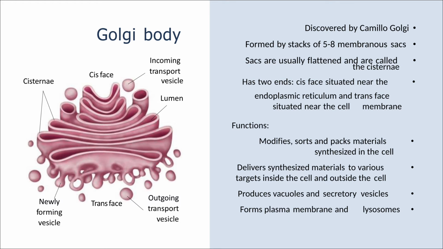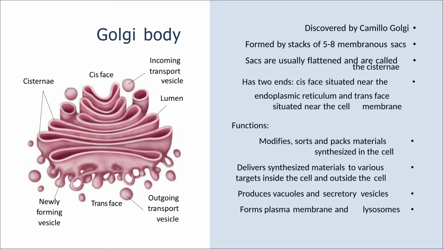It was discovered by Camillo Golgi. It is formed by stacks of 5 to 8 membranous sacs. Sacs are usually flattened and are called the cisternae. It has two ends: the cis face situated near the endoplasmic reticulum and the trans face situated near the cell membrane. Functions: it modifies, sorts, and packs materials synthesized in the cell.